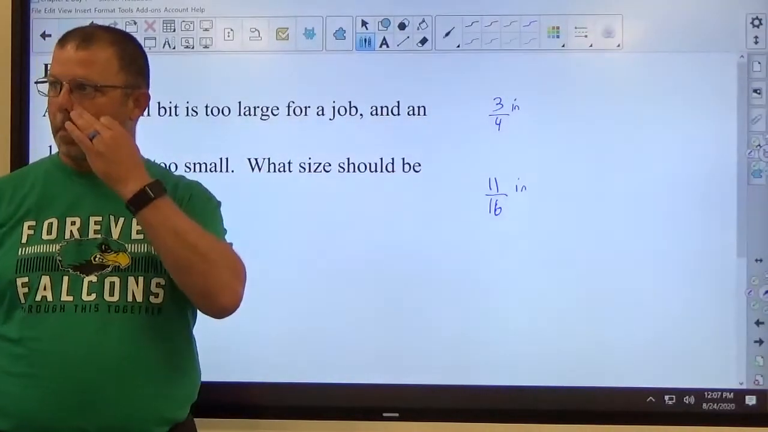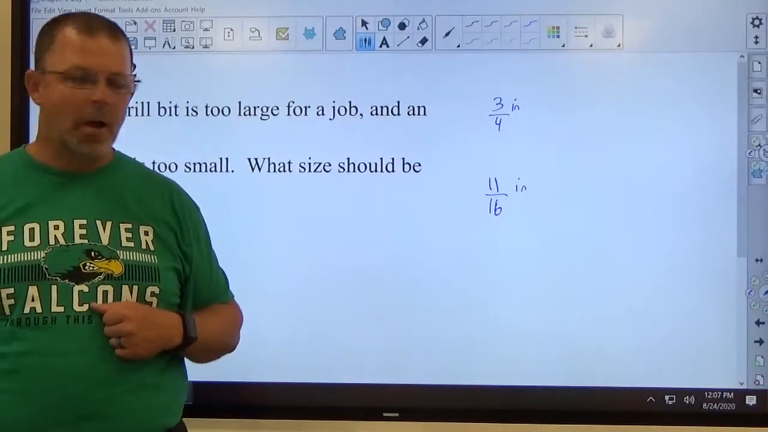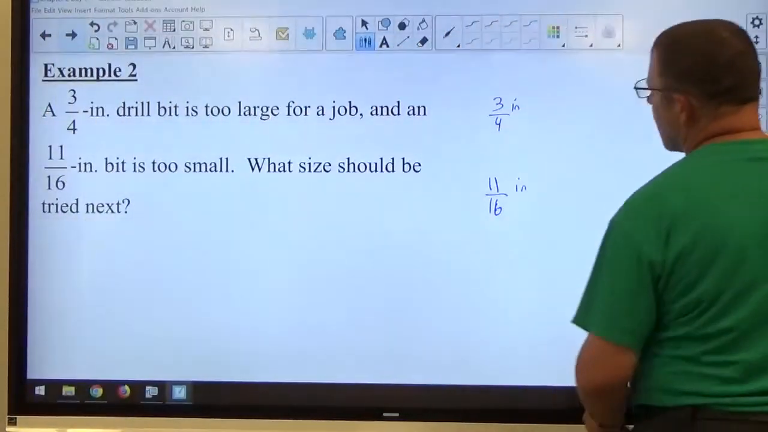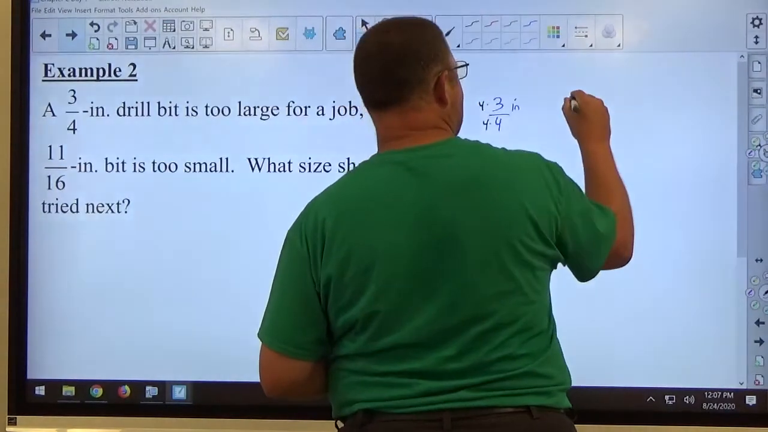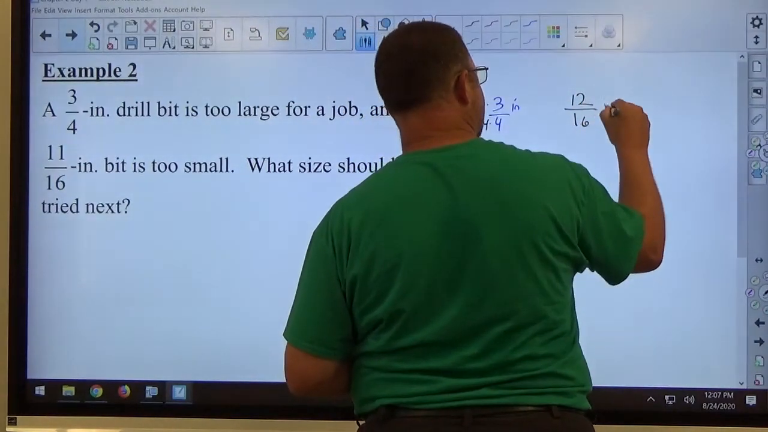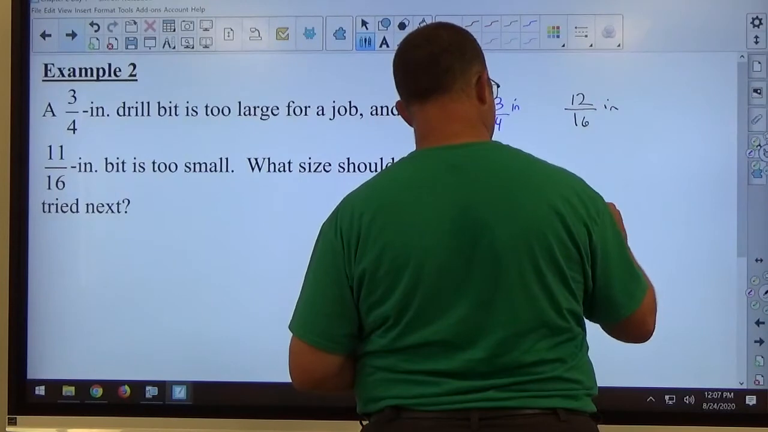I thought you asked like what was multiplied. I said 4. No. Oh yeah, we multiply by 4. Yeah. So I'm going to do times 4 times 4. That gets me 12/16 of an inch. We have 11/16 of an inch.